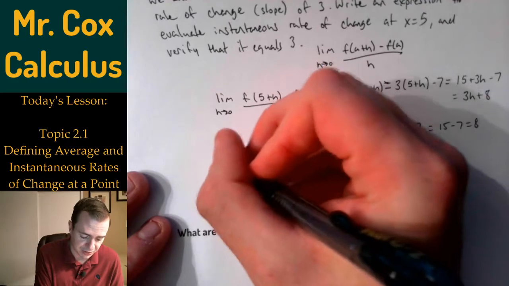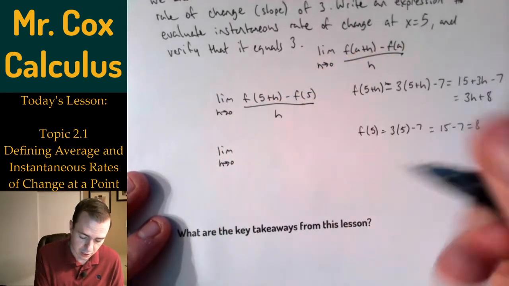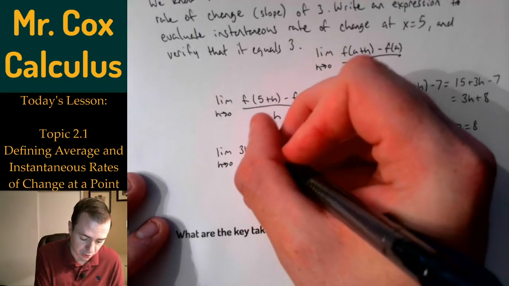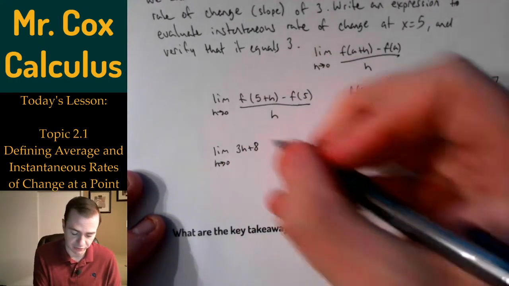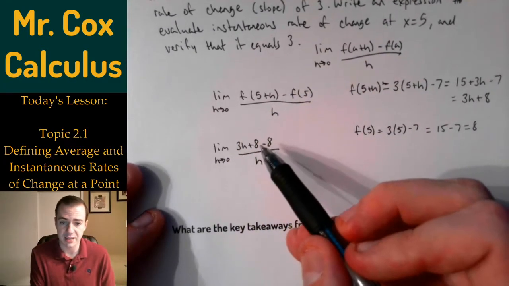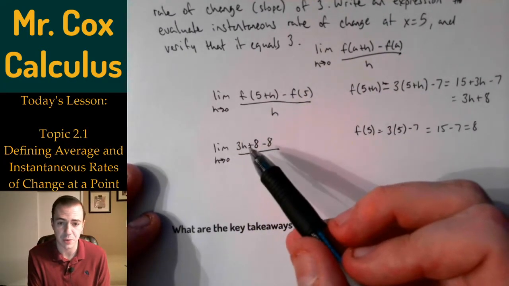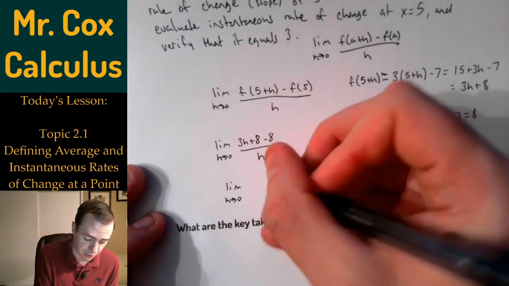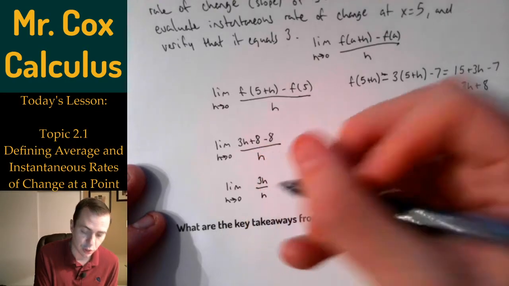So if I plug these back into this expression right here, take a look at what I get. I get the limit as h approaches 0 of f of 5 plus h, which we said was 3h plus 8, minus f of 5, which was 8, all over h. And then I can simplify the numerator. 3h plus 8 minus 8 is equal to the limit as h approaches 0 of 3h over h.